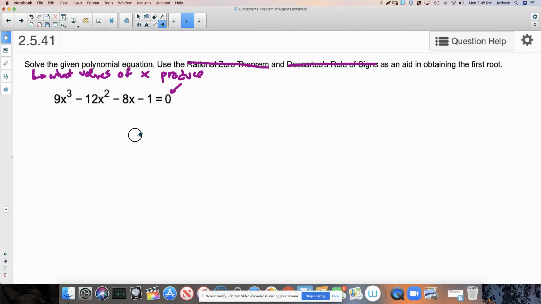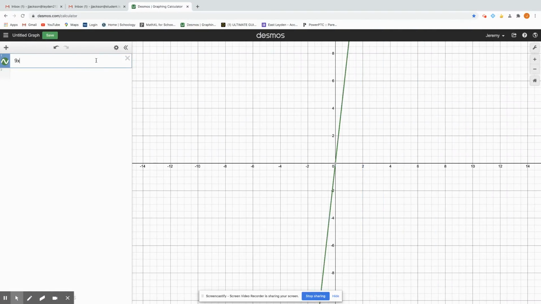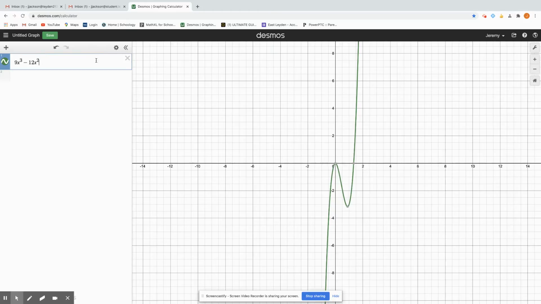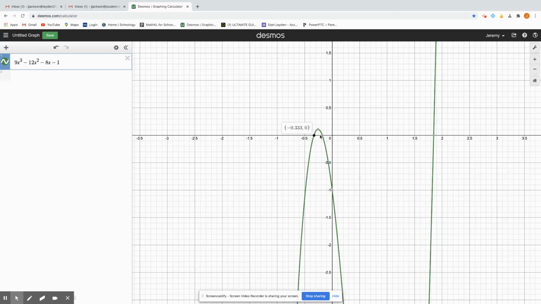So instead, we're going to go to Desmos, okay? And we're going to use this technology to help us answer this. 9x cubed minus 12x squared minus 8x minus 1. Okay, now we come in here, we see this number, we see this number, and we see this number. Now, when you see these three intercepts, and we can zoom in if you want, here's what I'll say about this. These two values look like they're approximations. This one, not so much.